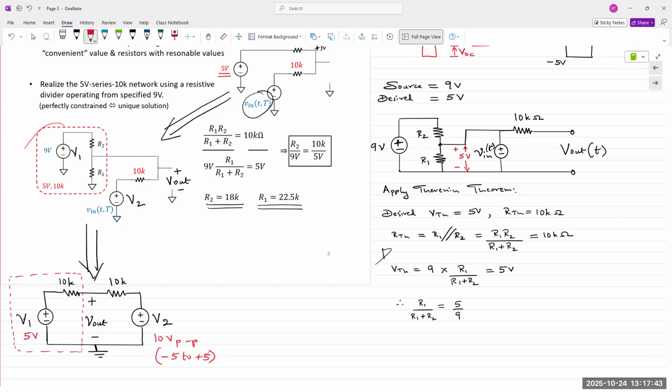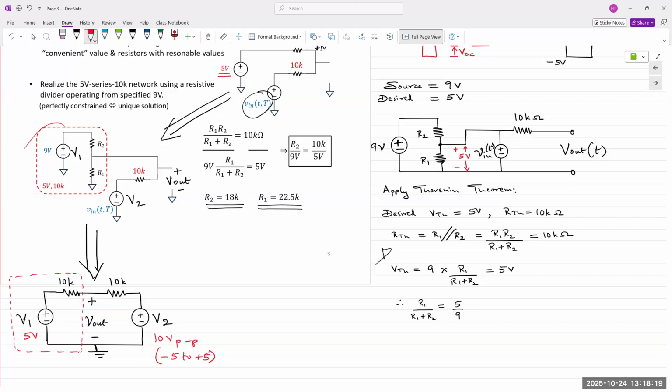We have a square wave signal and we want to shift it up by 5 volts. Effectively, we wish to eliminate the negative cycle. It's going from -5 to +5, and we only want it to go from 0 to +5. We don't want it to go negative. That's effectively what we are doing. We're clamping it up and also cutting off the negative half cycle. And so for that, we have a +5 volt source and a 10 kilo ohm resistor. Both resistors are 10 kilo ohm.